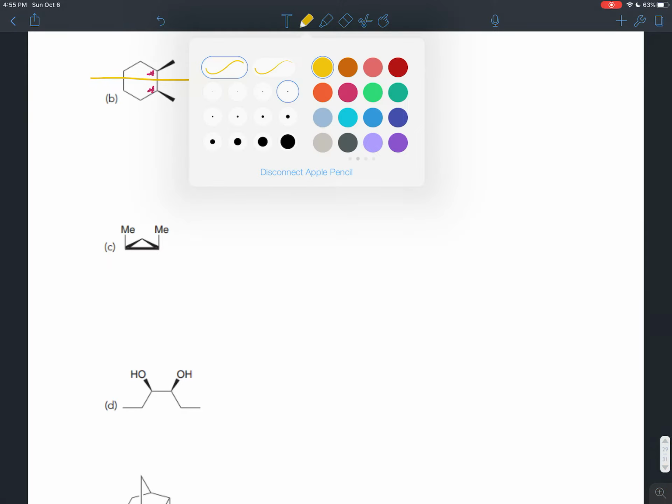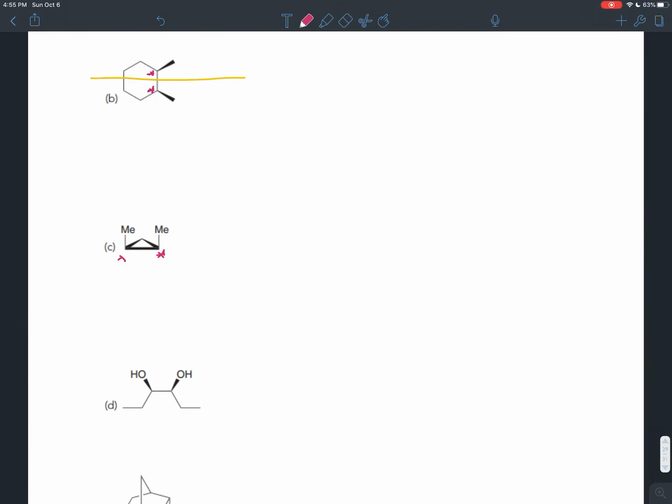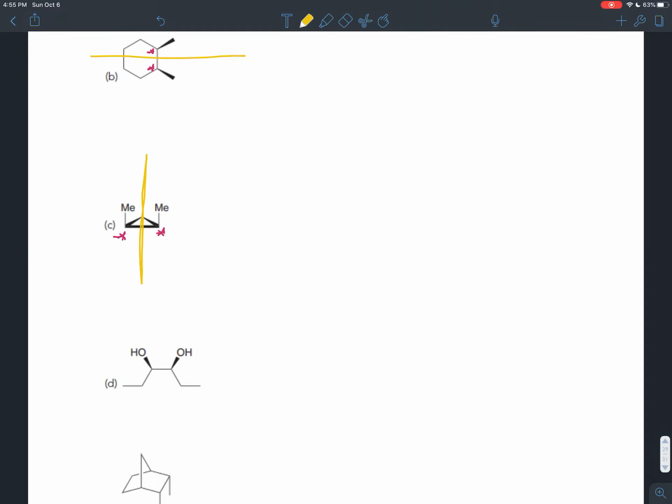Same here, we have two chiral centers in this next molecule. They're both chiral, but you can find a plane of symmetry down the middle here. Everything on the right and left of that molecule is the same. And so that molecule as a whole is not chiral, it's achiral, it's a meso compound.